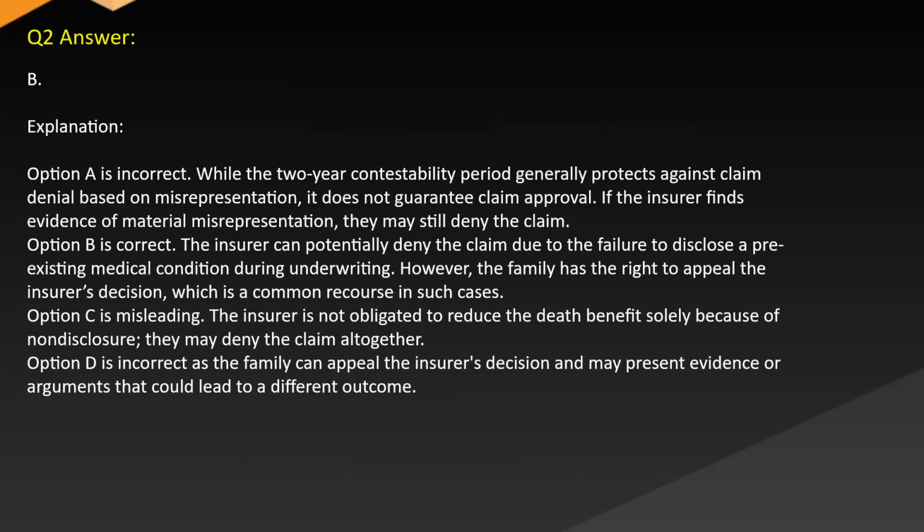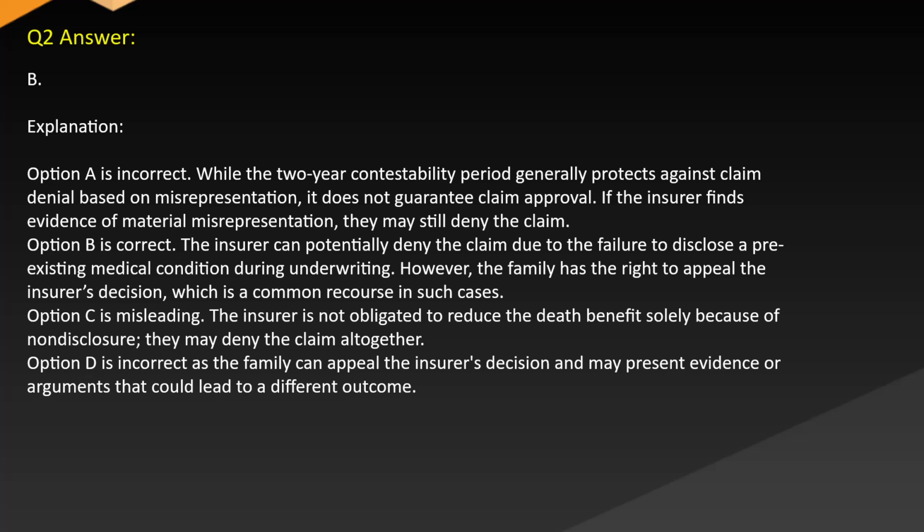Answer B. Explanation. Option A is incorrect. While the 2-year contestability period generally protects against claim denial based on misrepresentation, it does not guarantee claim approval. If the insurer finds evidence of material misrepresentation, they may still deny the claim. Option B is correct. The insurer can potentially deny the claim due to the failure to disclose a pre-existing medical condition during underwriting. However, the family has the right to appeal the insurer's decision, which is a common recourse in such cases.